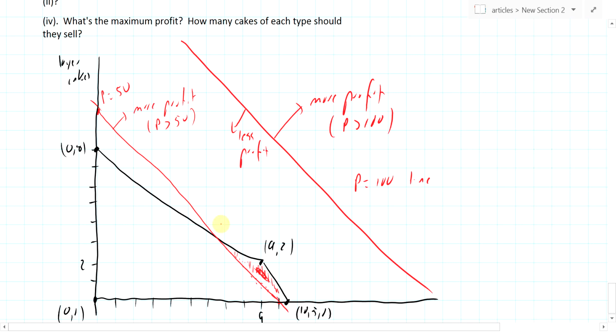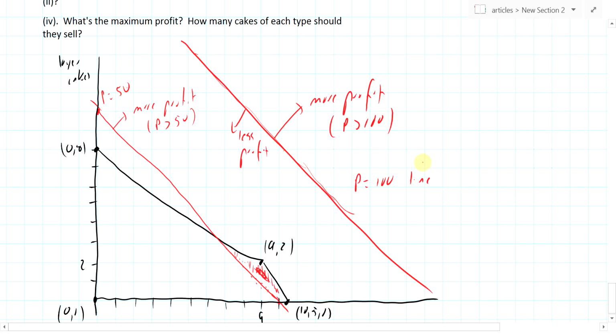What's the maximum profit you can get? Well, you can make 50. You can't make 100 because there's no combinations of points on this line that are actually in the feasibility region, so you can't make $100 in profit. So what's your maximum profit going to be? It's somewhere between 50 and 100.